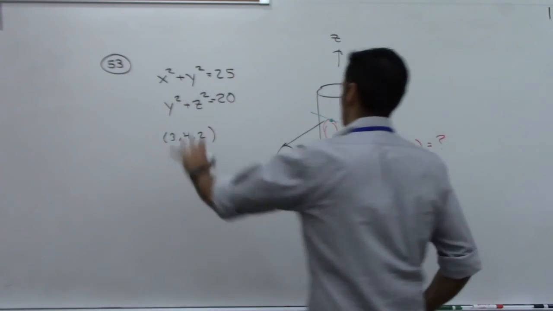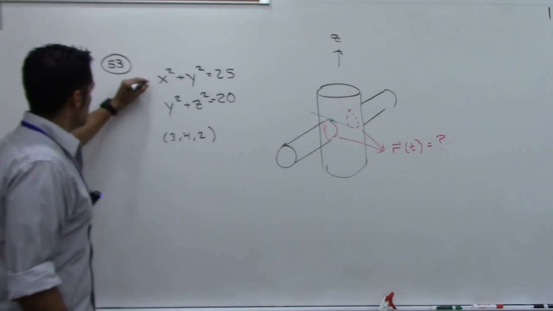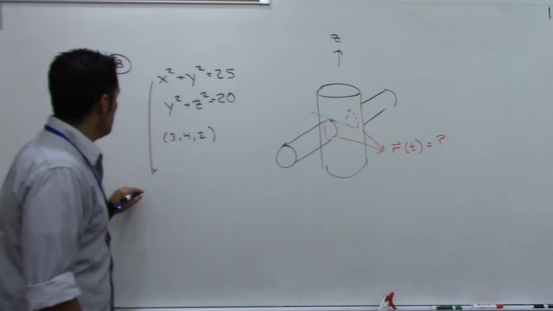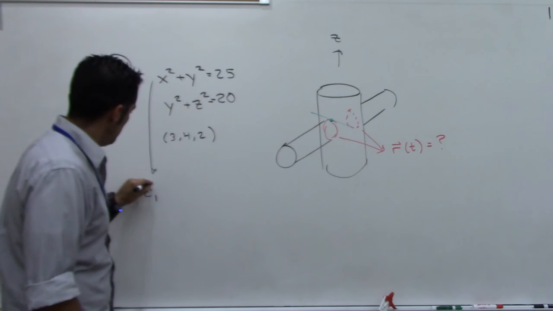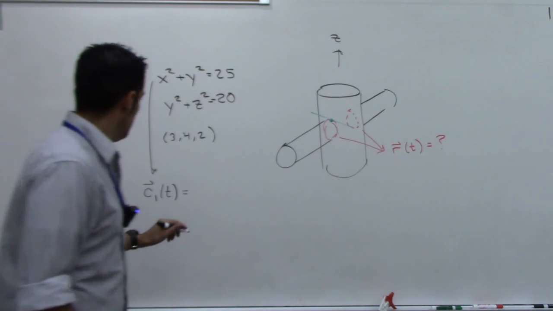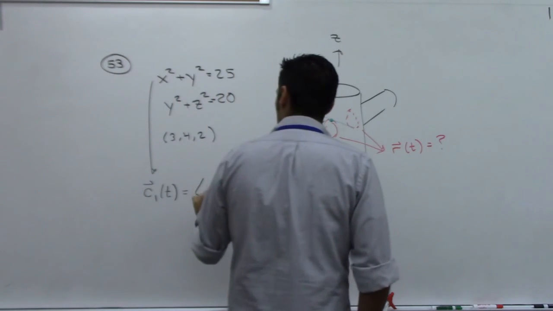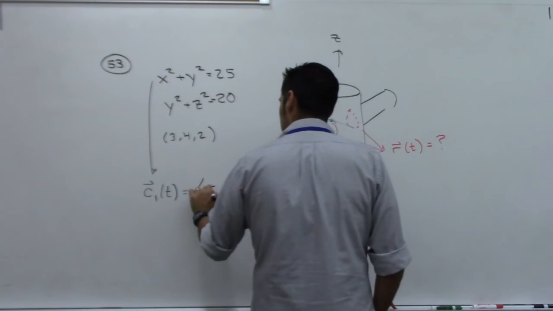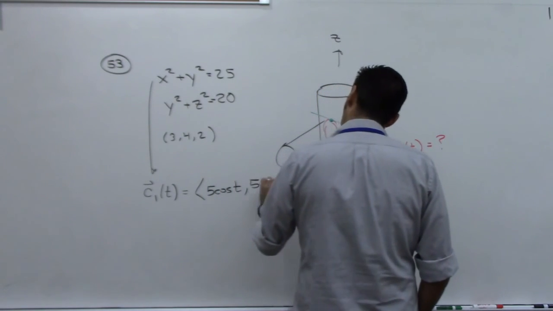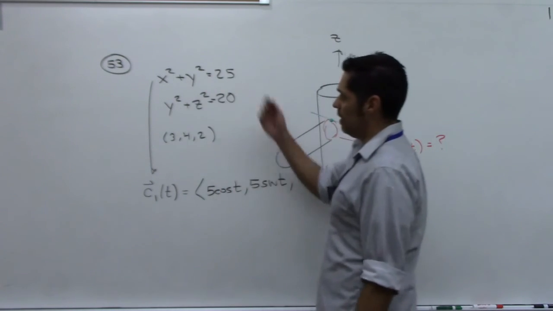So we're trying to figure out where these two intersect each other. So here's what I'm gonna do. I'm gonna start with the first cylinder. I'm gonna draw that with a vector equation. I'm gonna call it C1 of t, cylinder one of t. And how do I draw a circle of radius 5? So 5 cosine t, 5 sine t, right? And the z is free.